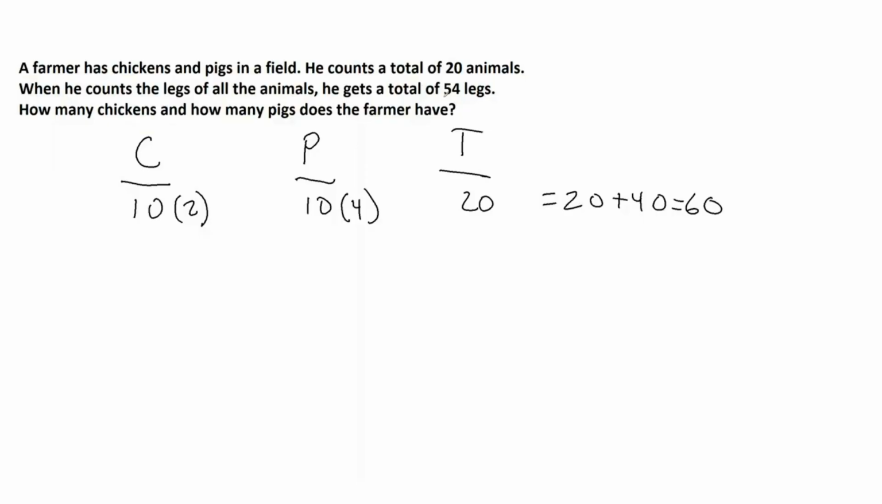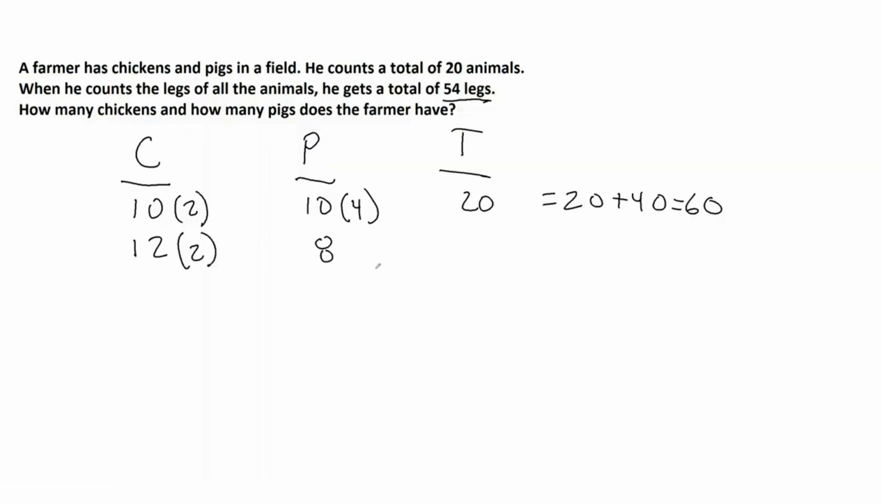Now, the problem is, though, we need 54 legs. This is too high. So either I have too many chickens or I have too many pigs. Now, because it's so high, I'm guessing it's too many pigs. So I'm going to go with a higher count for chickens this time. I'm going to go with 12 chickens, which means I have to have 8 pigs because, again, 12 plus the 8 has to equal that 20 there, okay?